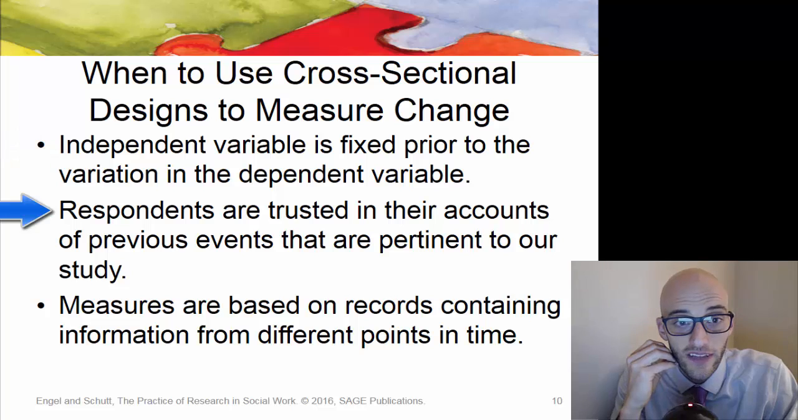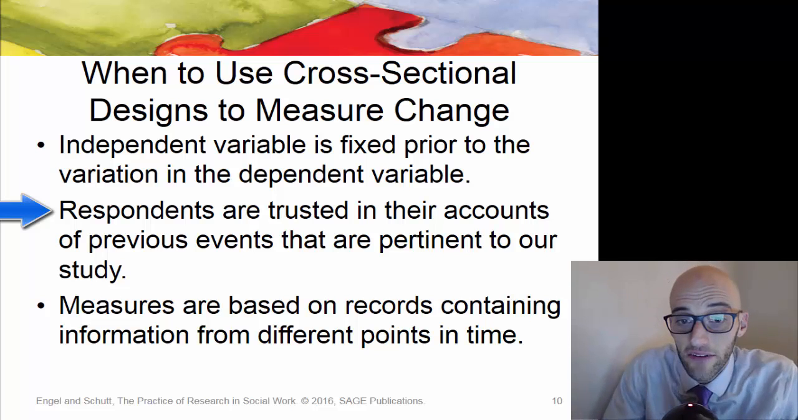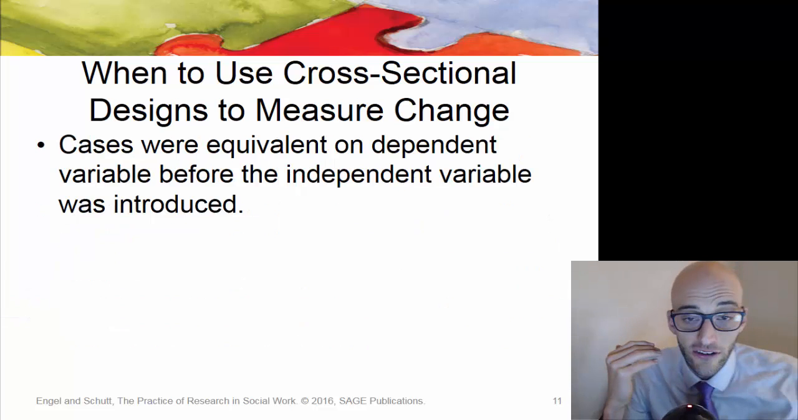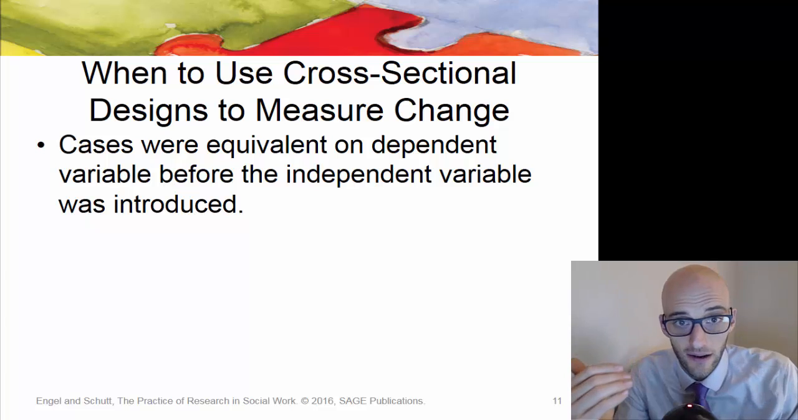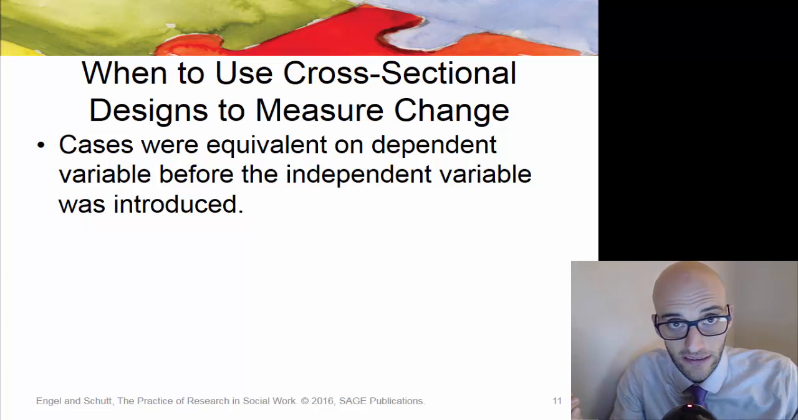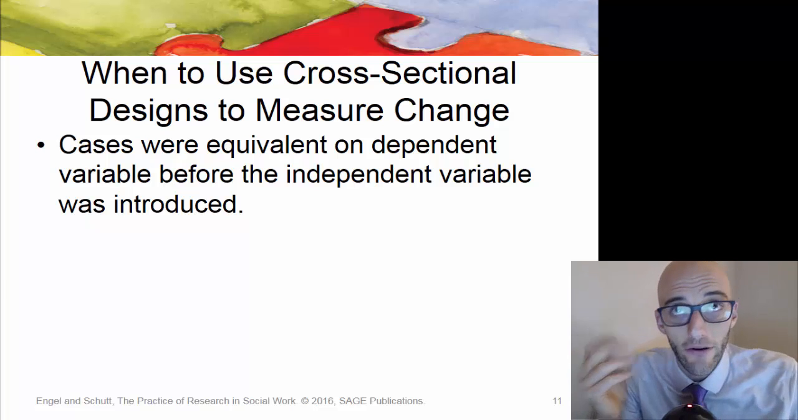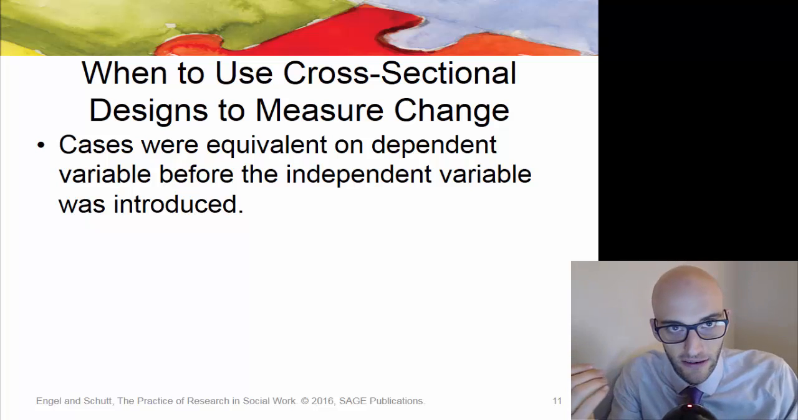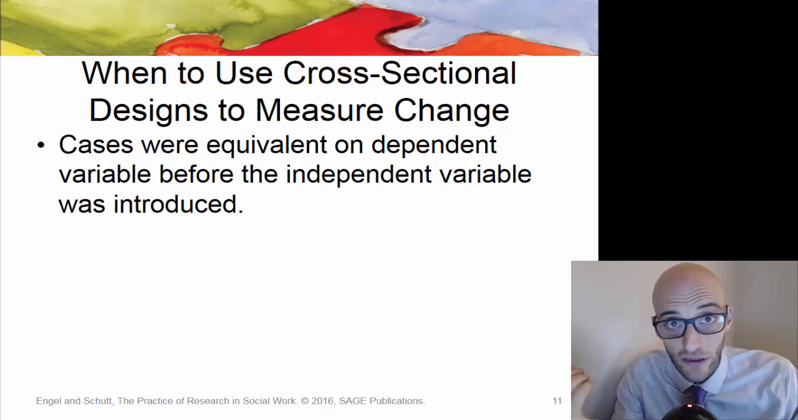You could also use cross-sectional designs if the respondents are trusted in their account of previous events that are pertinent to the study, and when we also have data from pre-existing records or measures that are based on records containing information from different points in time. Or contrarily, if subjects are equivalent on the dependent variable before the independent variable was introduced. So maybe people who have similar mental health diagnoses screened before an independent variable of some sort of intervention was introduced. Then you could use cross-sectional as opposed to longitudinal.